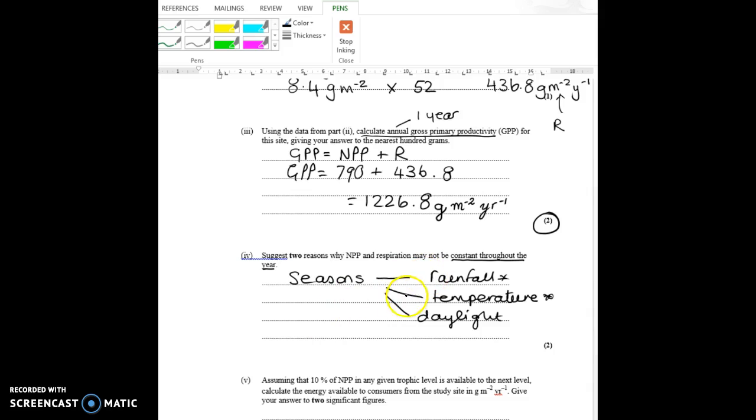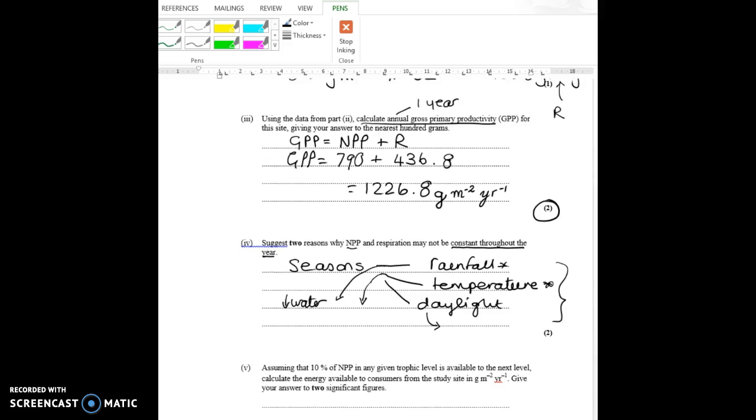But how would these then affect the productivity? So rainfall, so less water. If water decreases, then productivity will be less, because productivity is all about photosynthesizing. With lower temperatures, the reactions happen slower, so processes don't happen as fast. Plants are adapted to specific amounts of daylight, and they need the sunlight for photosynthesis. So these are different abiotic factors that would vary throughout the year with season that would affect productivity.